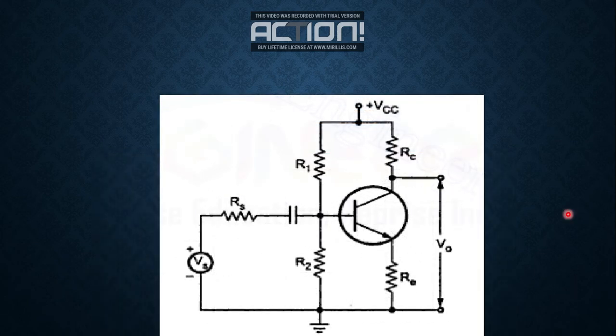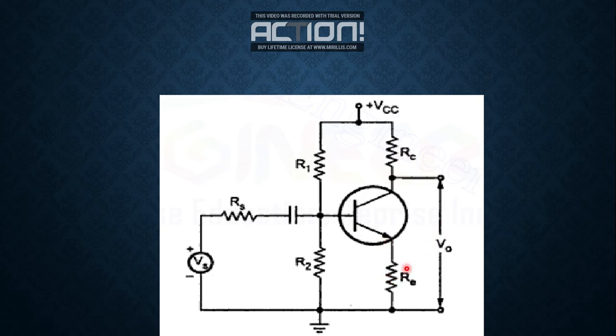Next, in this circuit, which is the feedback element? The only thing which is common to output and input is this RE. This is the feedback element. The output is taken at this node. So feedback element and output are not at the same node. So we can say that this is current.